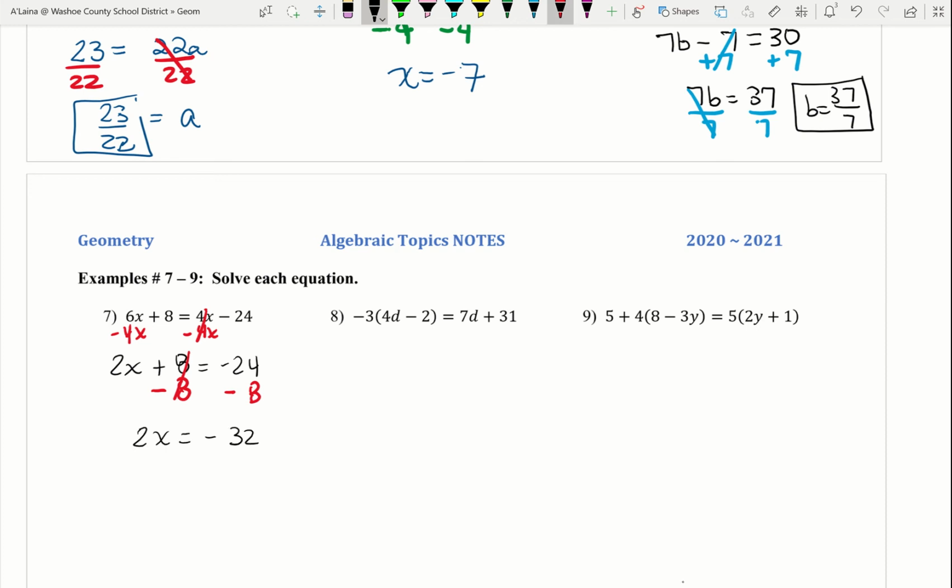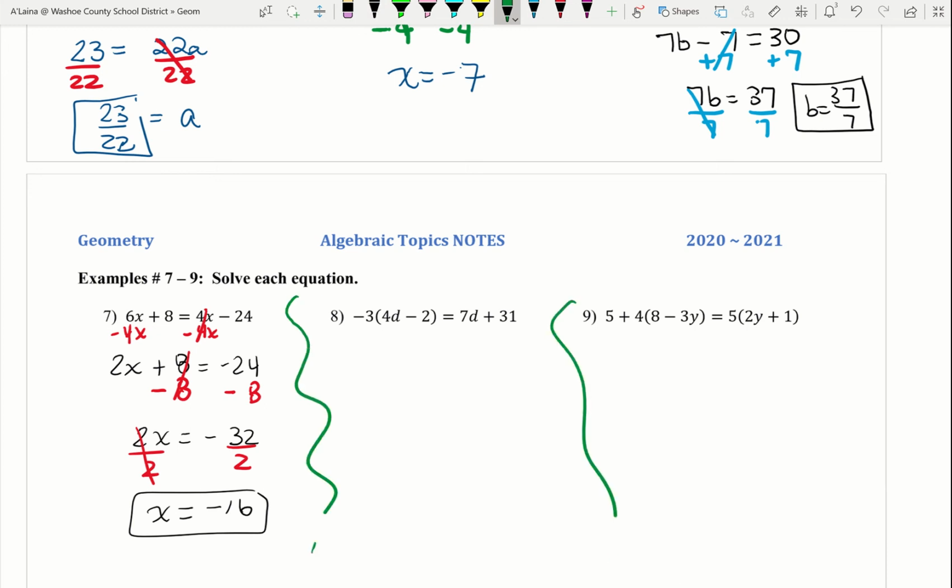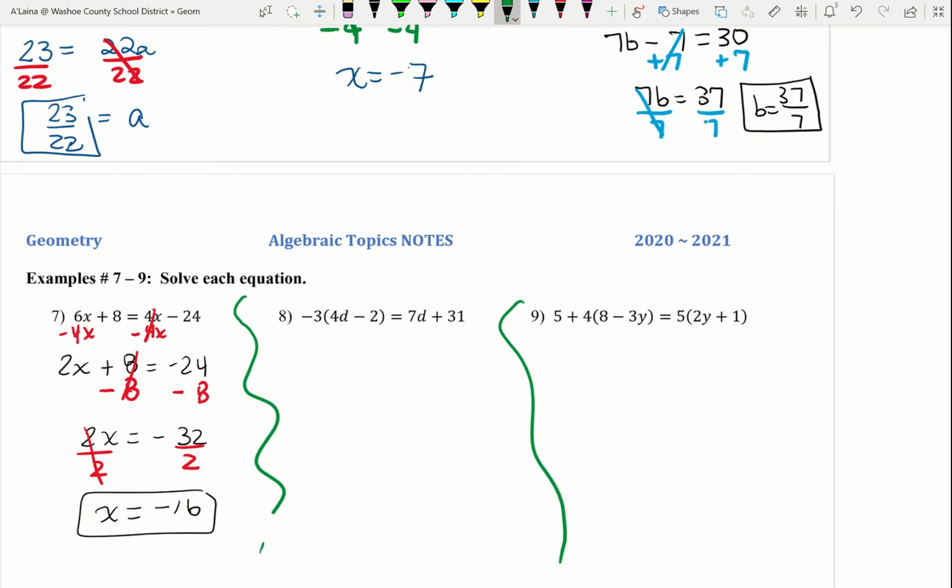And last, I will undo any multiplication or division. Talking is hard today. And then these do divide out evenly, and I get negative 16. Don't feel anxious if you don't always get an integer or a whole number answer. It's quite common. All right, number 3, I'm going to start this one with the distributive property.